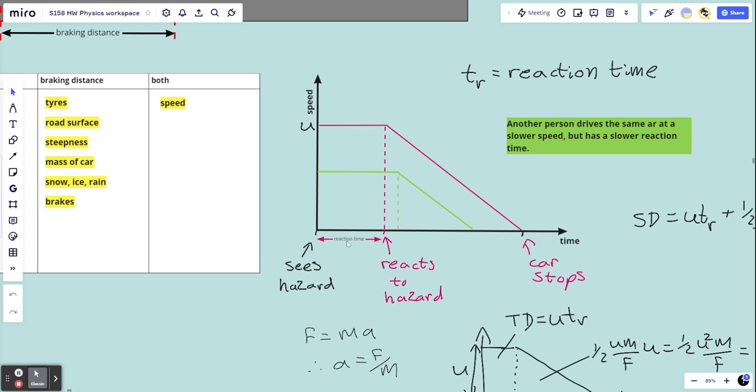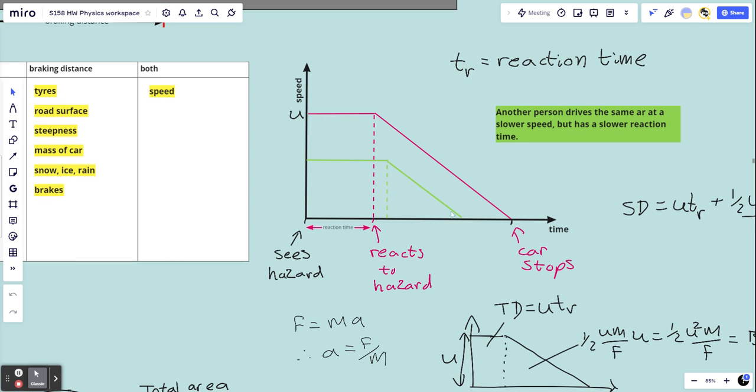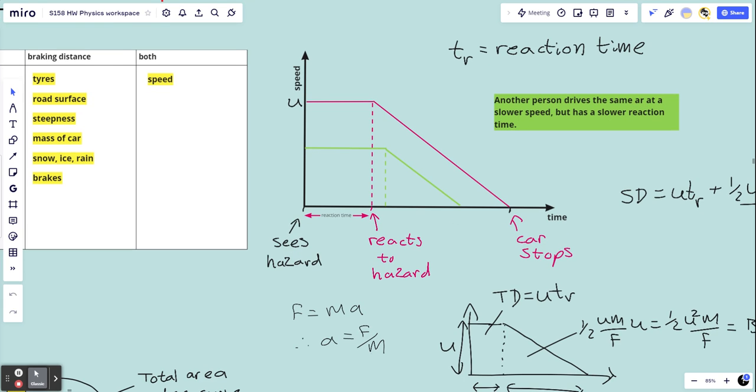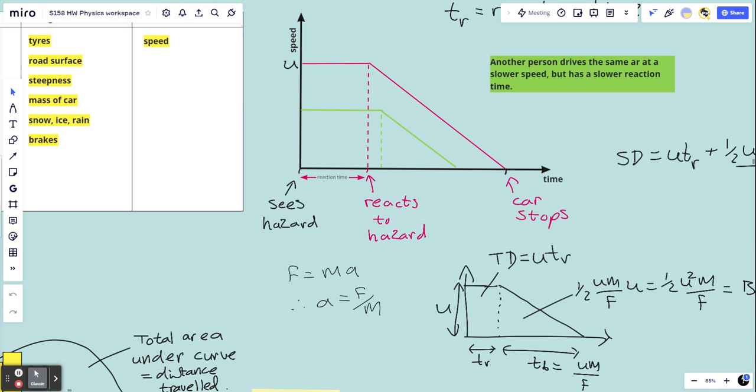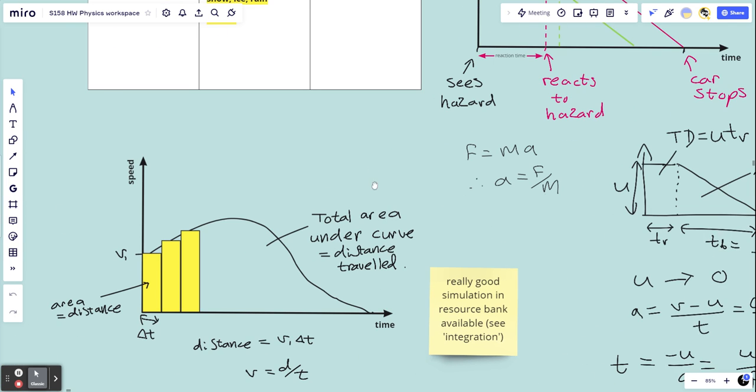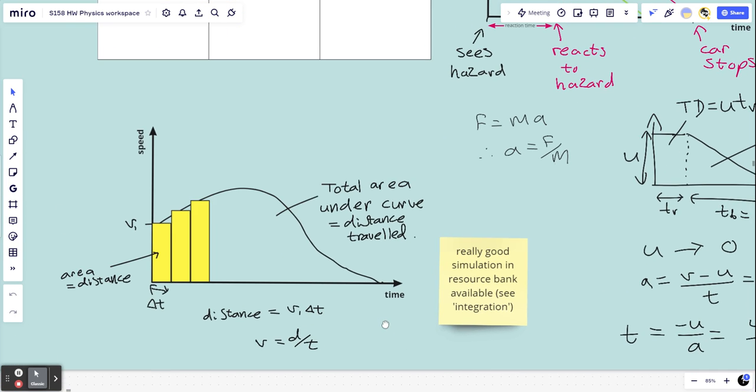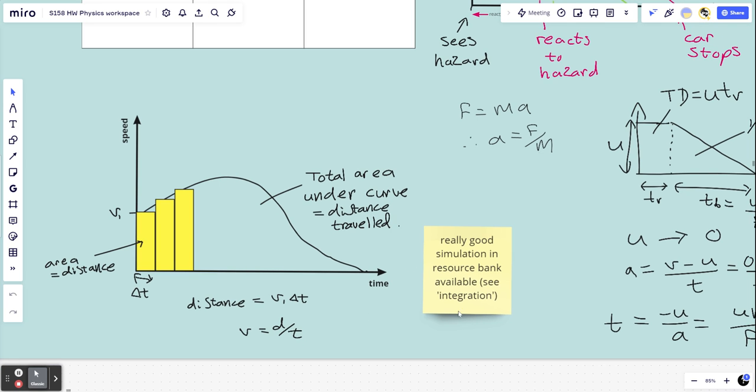So we started to then label some of this graph with a few different things that we can talk about. So this period of time here would be the reaction time. I gave the symbol tr. u is the initial speed the car was traveling at, and then it's how do we combine this, work out this bit here. So what we also talked about is that the area under a speed time graph is the distance. As I said, there's a really good simulation in my resource bank that explains that, it enables you to play around with that, but I won't go into that for this video.